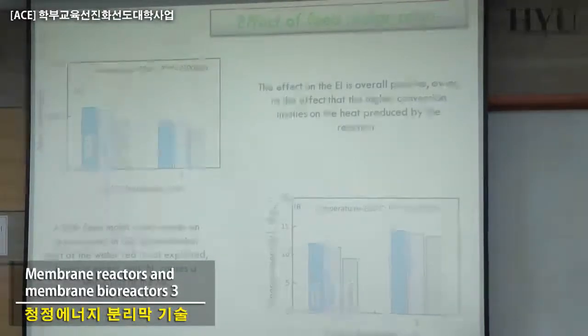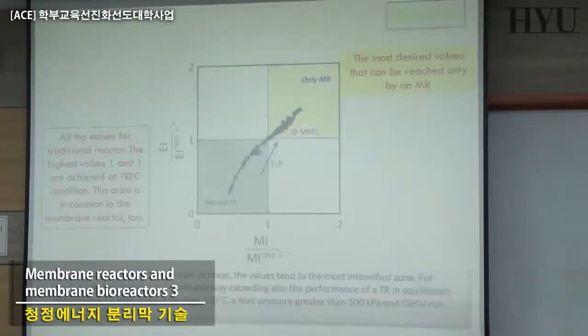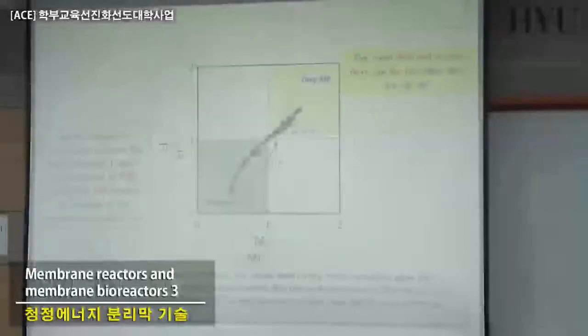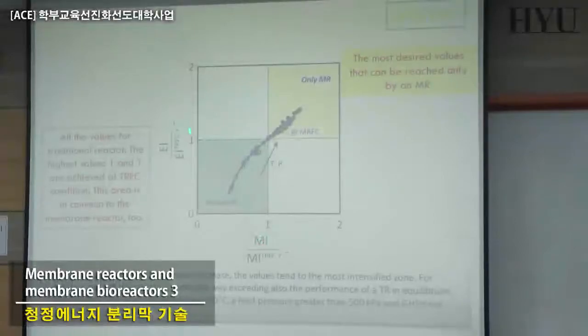But what is an interesting conclusion is here. If you now compare, for example, energy intensity as a function of mass intensity, and you summarize all the different results that you can obtain, you will see that the values for traditional reactors and the values for membrane reactors, in a certain range of values, are the same: they overlap, and they are in the same area.